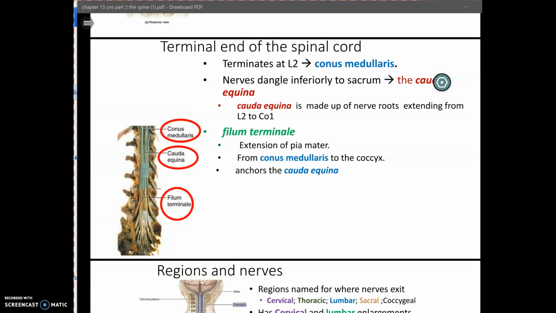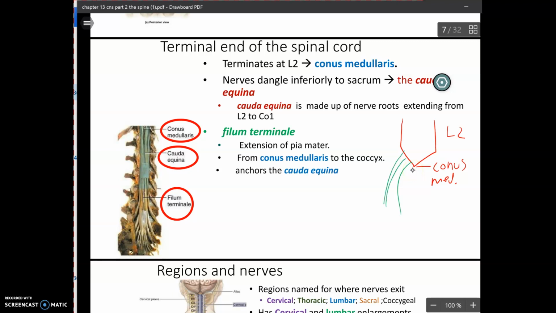So, in case you haven't figured out, I have an obsession with the end of the spine. It ends at L2 with the conus medullaris. And you have spinal roots that are dangling down. And it looks like a horse's tail. I've had several equestrian students who say, yes, it actually looks like the horse's tail when we pull it out. And so that is the cauda equina.